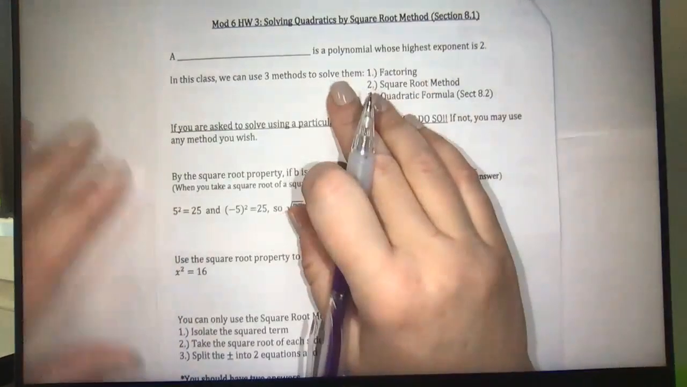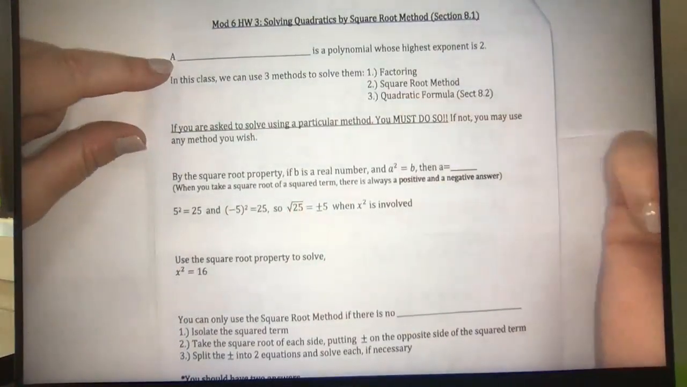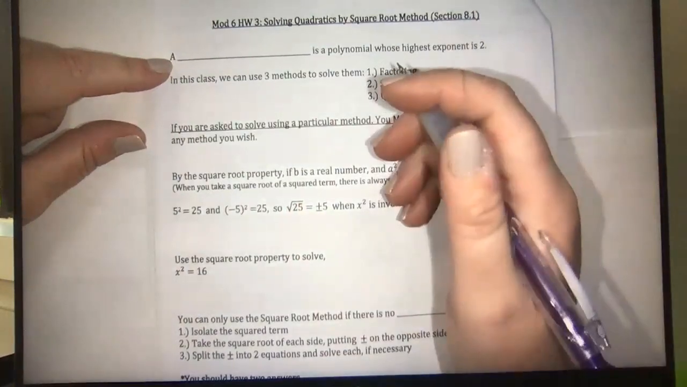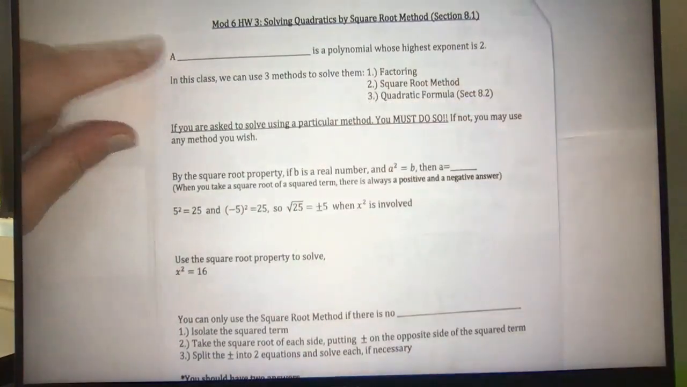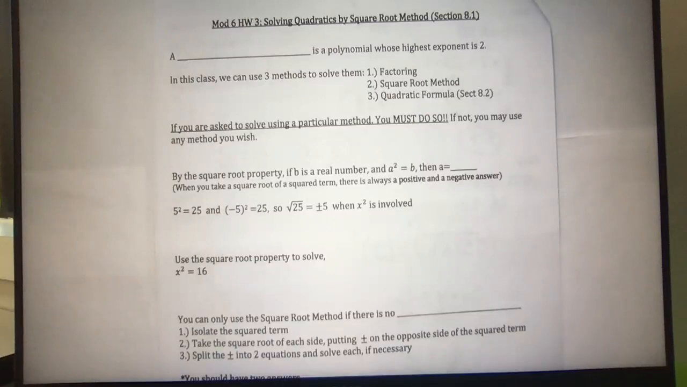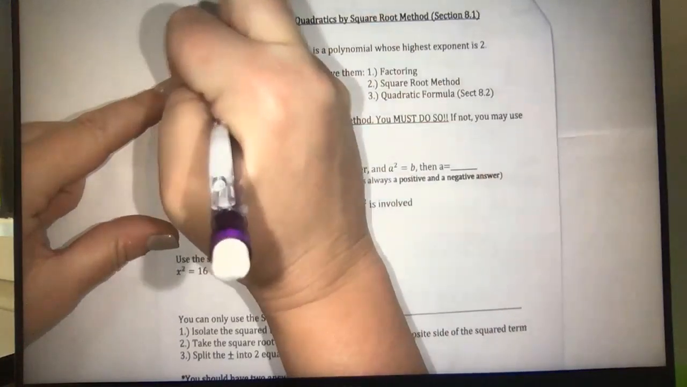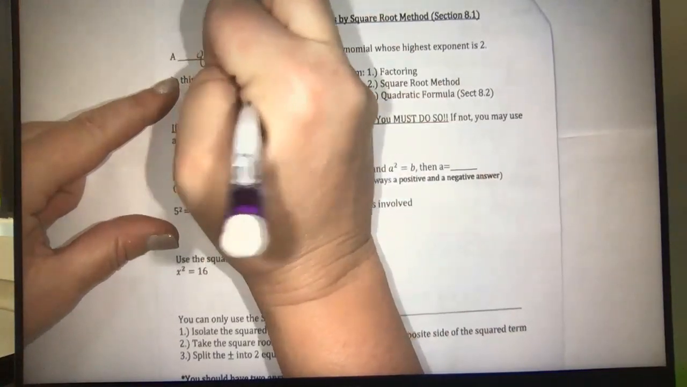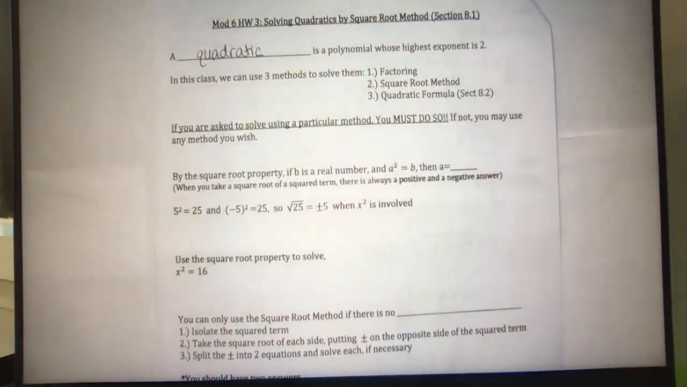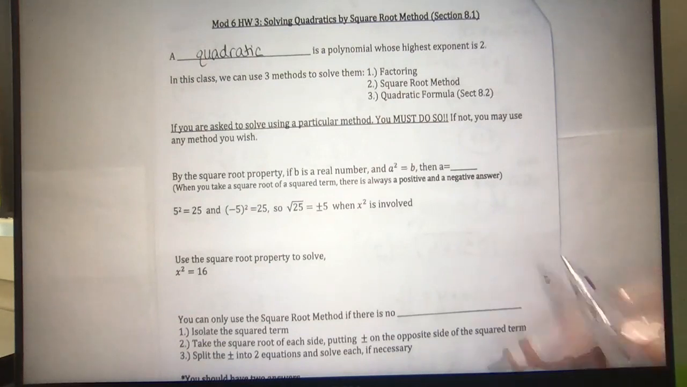So now we're on homework 3, section 8.1, and we are solving equations using the square root method. Okay, here's the deal. First of all, you know what a quadratic equation is. I know you have heard that before. A quadratic equation, or a quadratic, is a polynomial whose highest exponent is 2. All right, well, that's easy enough.